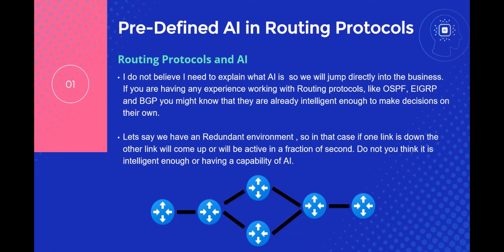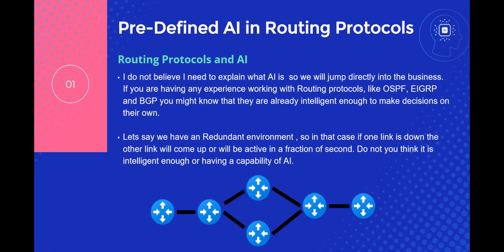Okay, so the next slide is talking about predefined AI in routing protocols. What does it mean? Essentially, this refers to the inherent intelligence embedded within our routing protocols such as OSPF, EIGRP, and BGP. These protocols possess the ability to autonomously make decisions without requiring a detailed explanation of what AI entails. Consider, for instance, a redundant environment scenario where if one link fails, another link swiftly takes over without significant delay. This seamless transition showcases a level of intelligence akin to AI capabilities, don't you think?